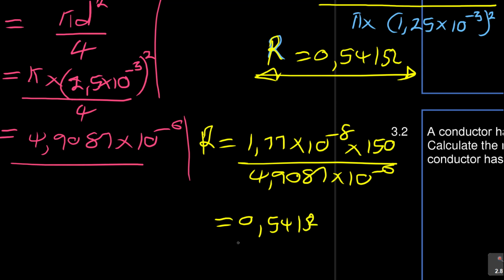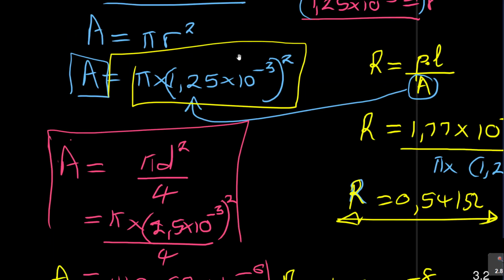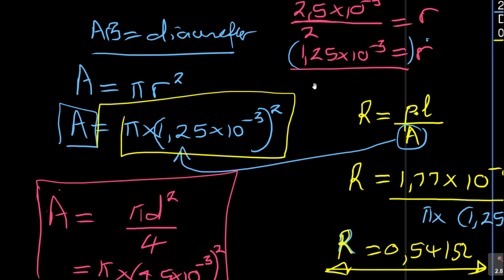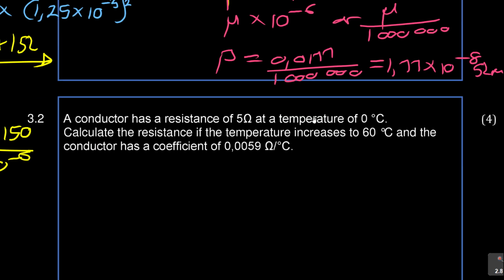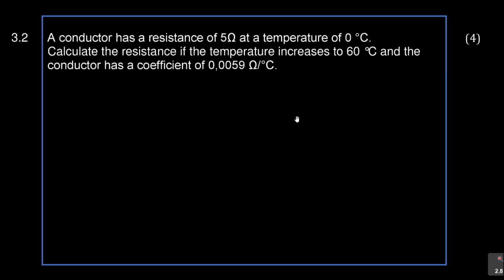0,541 ohms. It's up to you guys, which one do you prefer? If you're preferring this one, use it, but for the remainder of this lesson, I'll just be using pi r squared so that you can get used to it. Alright, let's move on to the next question, but now I'll try to be a bit faster.